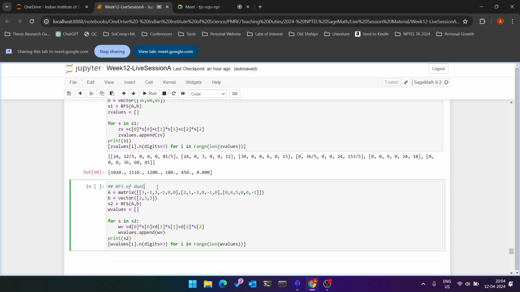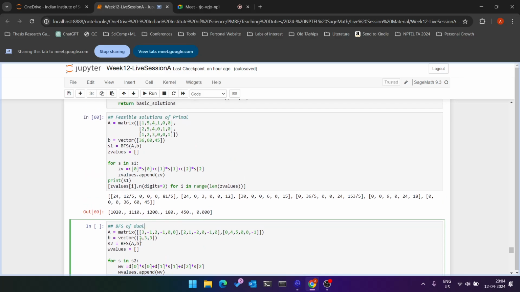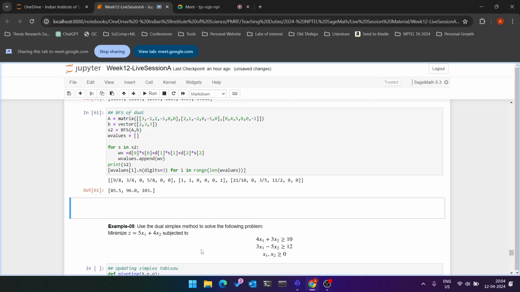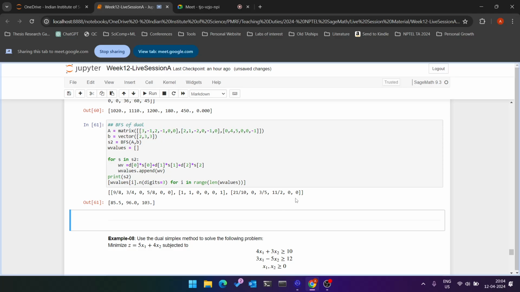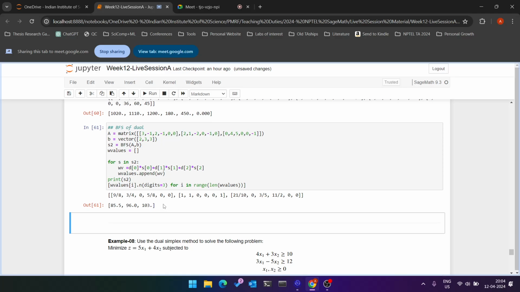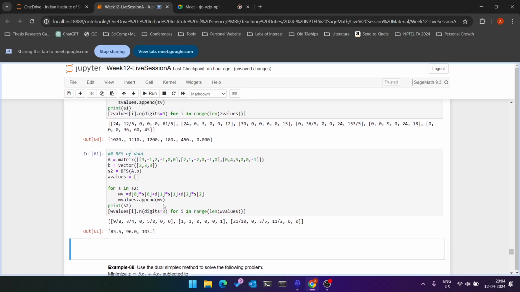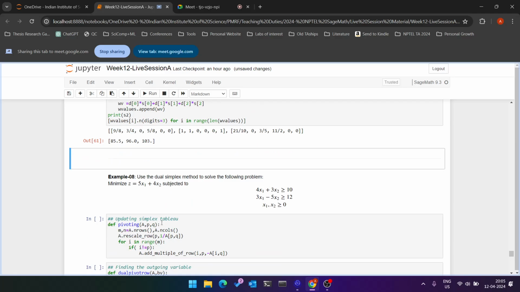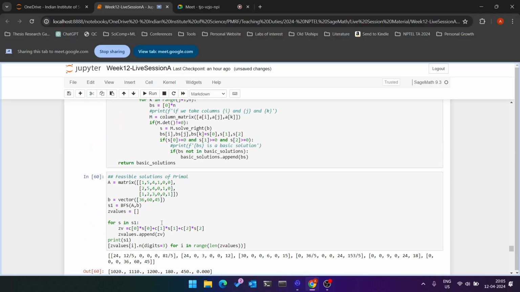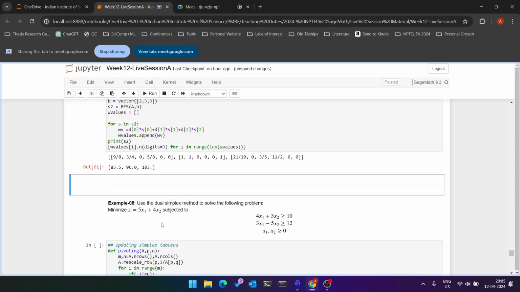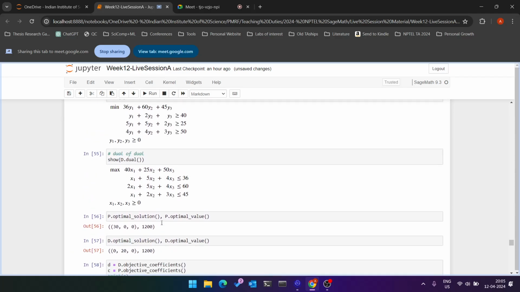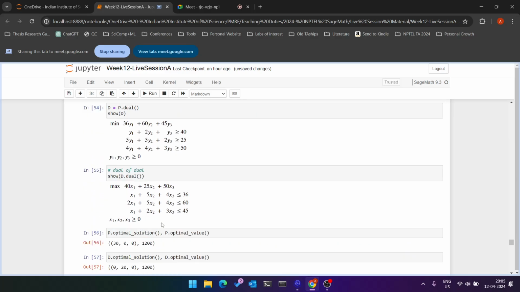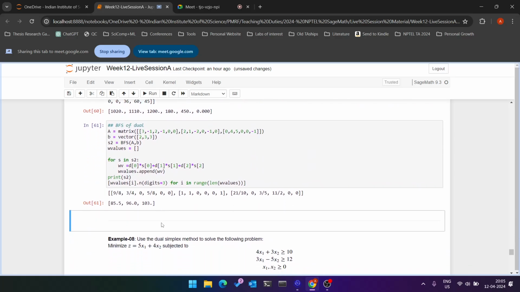If I similarly calculate the basic feasible solution for the dual, again I write down the A matrix and B vector and calculate the basic feasible solution. I get only three possible basic feasible solutions, and these are the points corresponding to them. So this solves this particular question about duality of an LPP, the primal-dual, their basic feasible solutions, optimal solutions, and their properties.